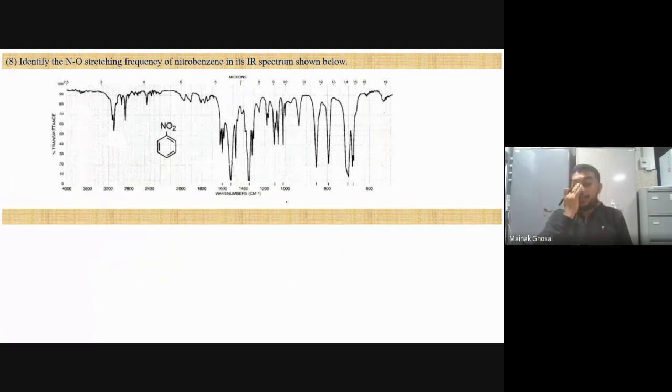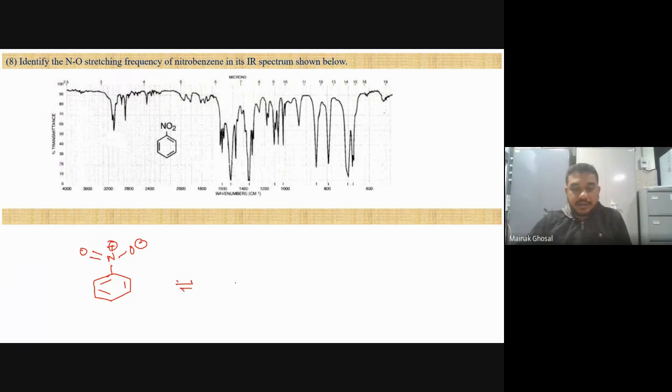Now the main question comes: identify the NO stretching frequency of nitrobenzene in its IR spectrum, which is shown below. Okay, so here is nitrobenzene, like this. This is one resonating structure.